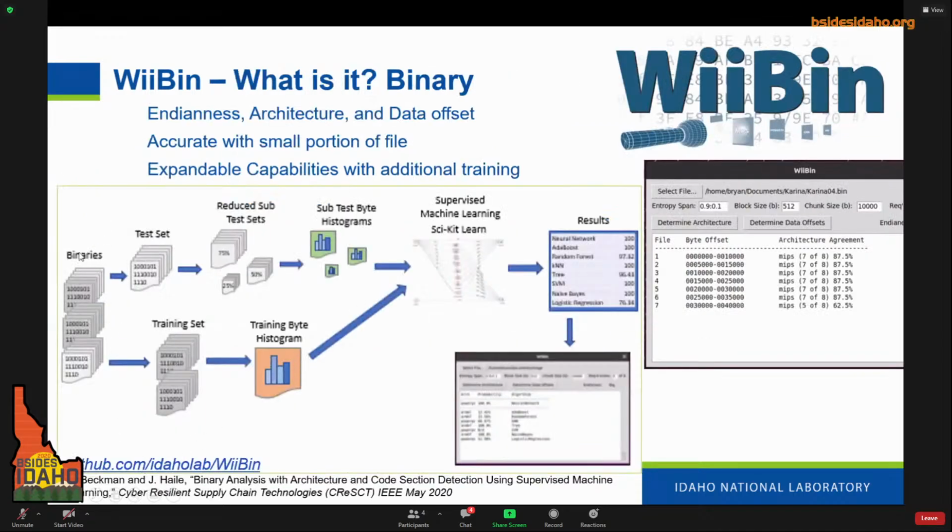So the overview is you start off with your binaries, you get a test set, you get a training set, you train your byte histograms, you get some sub-byte histograms, you put it through some machine learning. We're using TensorFlow, we're using scikit-learn, and we're using some very basic, open and available machine learning techniques. You get your results, and then you can go forward. Brian Beckman is the one who is the brainchild for this little application. He used the machine learning that Jed Hale developed earlier and created this application. There's some settings you can do for understanding your entropy span, whether it's 80% and 10%, or whether you want to change that, what type of block size you want to go through.